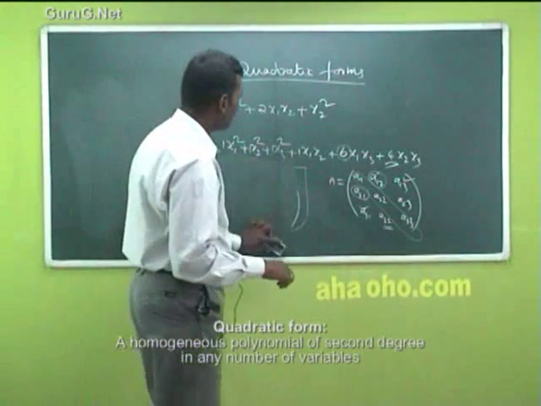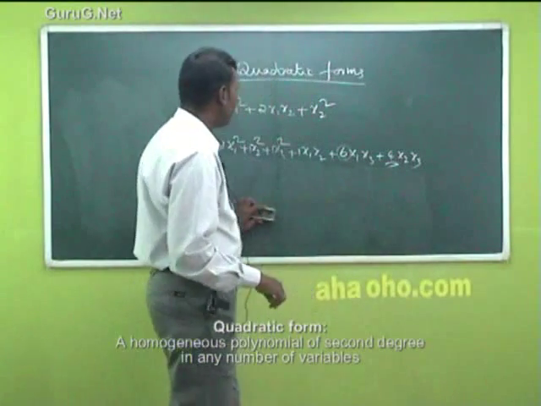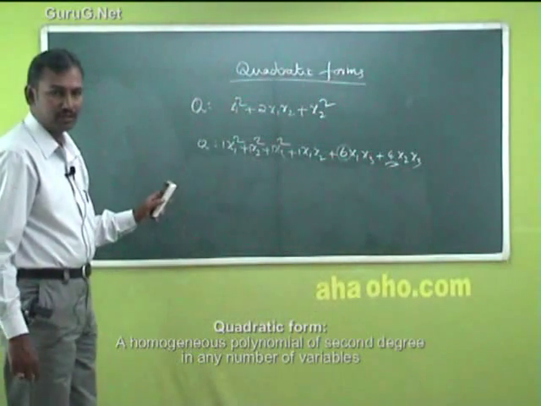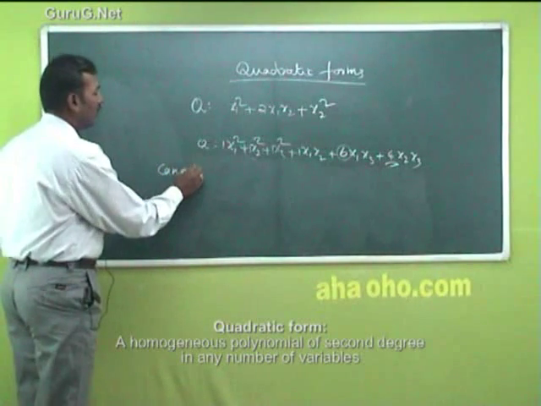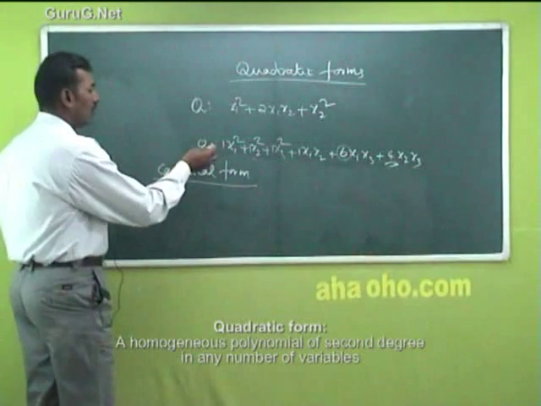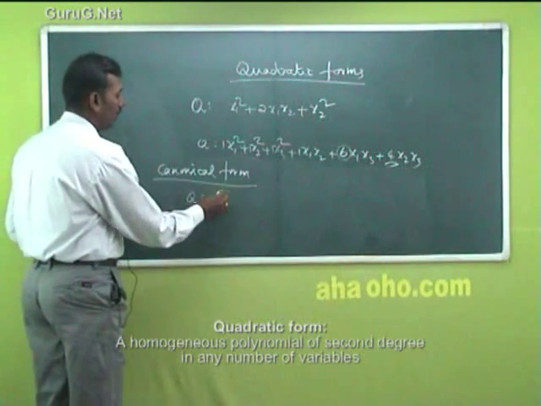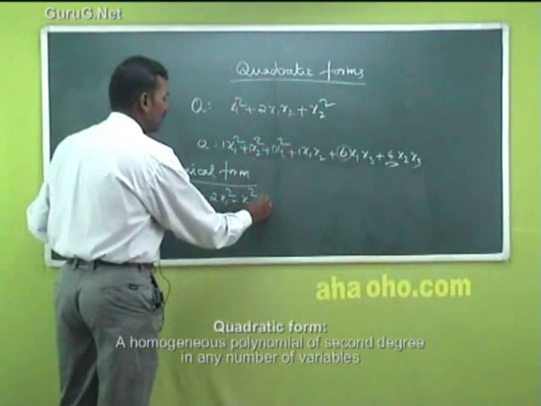The canonical form is nothing but the quadratic form consisting of only the square terms. So for example, the canonical form, suppose q equals 2x1 squared minus x2 squared plus x3 squared.